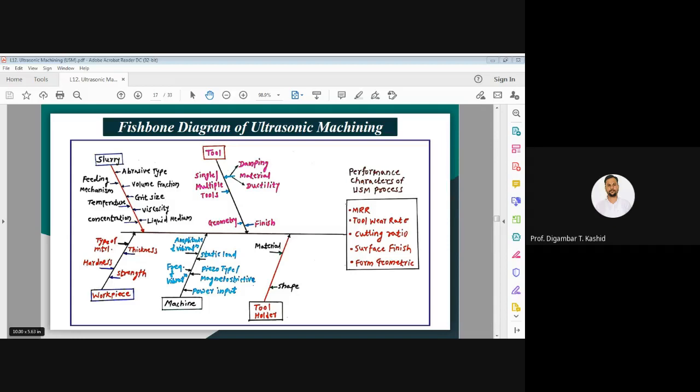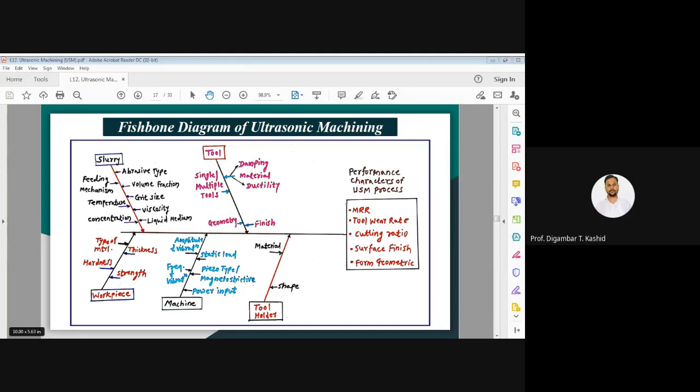Then the material of your tool. What are the damping characteristics of the material of the tool, and what is the ductility of the material of your tool? These points also you need to consider. Both of these, the damping characteristics and the ductility of the tool material, will affect the performance of ultrasonic machining. Another very important parameter is the surface finish of your tool. Here I have written the finish of the tool.